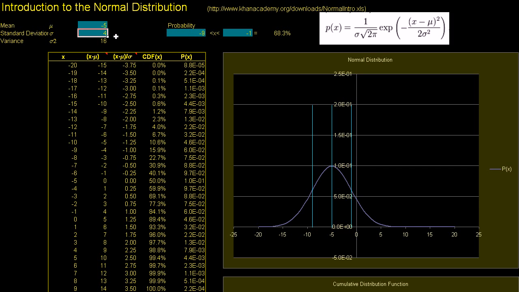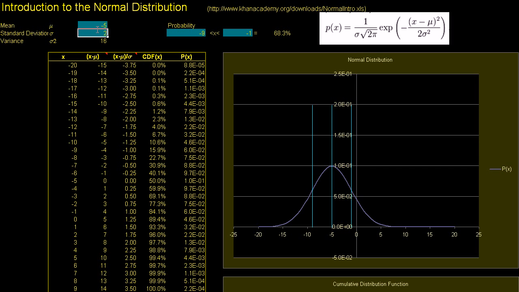Now what happens when you change the standard deviation, right? The variance is the average squared distance from the mean. The standard deviation is the square root of that. So it's kind of, not exactly, but kind of the average distance from the mean. So the smaller the standard deviation, the closer a lot of the points are going to be to the mean. So we should get a narrower graph, and let's see if that happens.